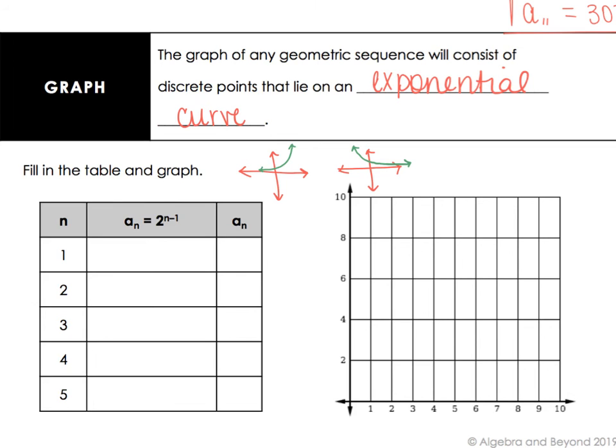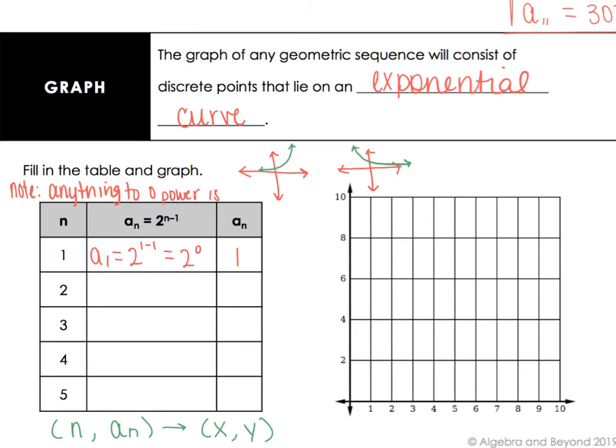So looking at our table here, we can fill it in. We'll find our a sub n's, and then that'll give us a point. What you can remember is that our points are going to look like n, comma, a sub n, which is really similar to x, y. So filling in what we have, we're going to have a sub 1 equals 2 to the 1 minus 1. So it's 2 to the 0. Another important note is that anything to the 0 power is 1. So maybe write that out: anything to the 0 power is 1, okay? Super important to remember that.